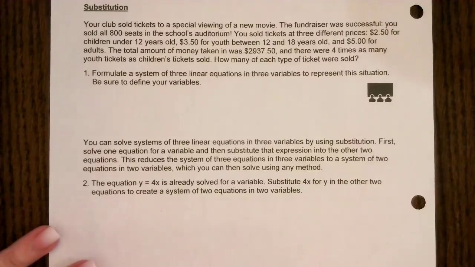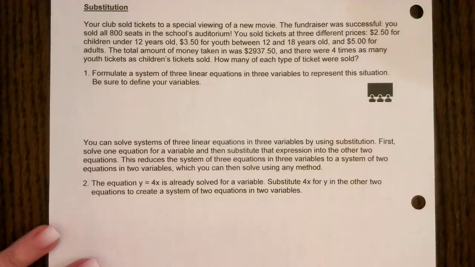So your club sold tickets to a special viewing of a new movie. The fundraiser was successful. You sold all 800 seats in the school's auditorium. You sold tickets at three different prices: $2.50 for children under 12 years old, $3.50 for youth between 12 and 18 years old, and $5 for adults. The total amount of money taken in was $2,937.50. And there were 4 times as many youth tickets as children's tickets sold. How many of each type of ticket were sold?